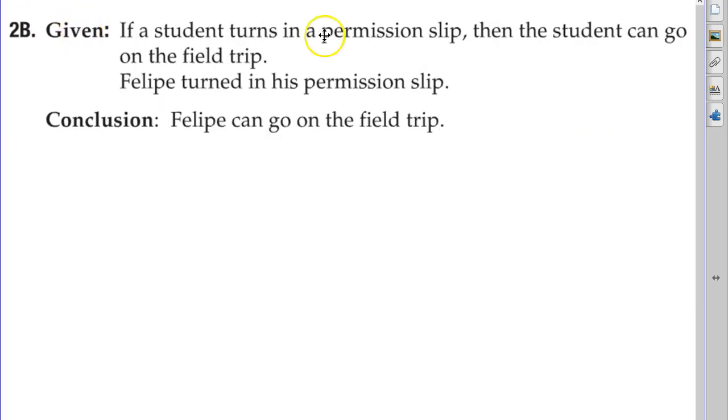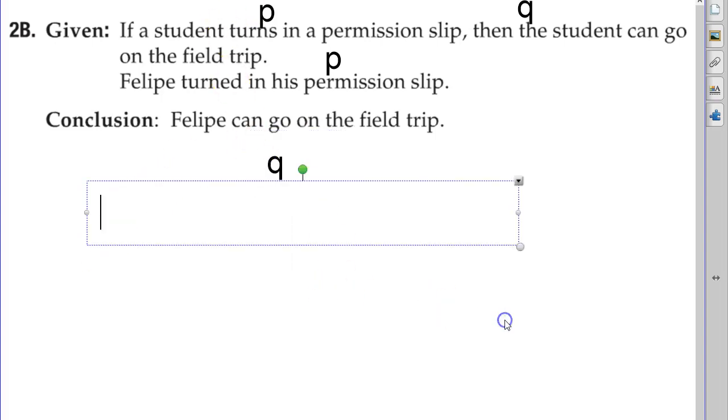All right. 2B. If a student turns in the permission slip, okay, there's our P. Then the student can go on the field trip. There's our Q. Okay. Felipe turned in his permission slip. Hey, that's P. P occurred. So now we're going to say Q occurred. Yep, that's valid. It's valid by the law of detachment.